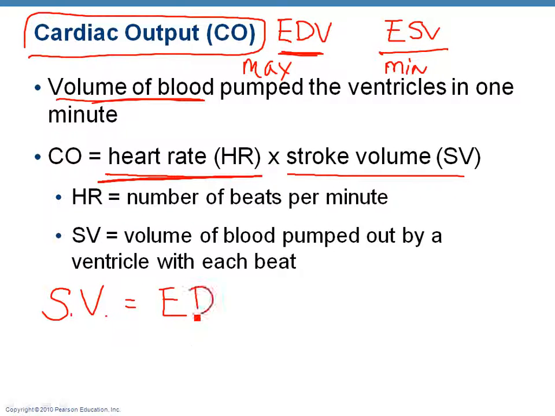your EDV, or the maximum amount of blood in your ventricles after the atria have contracted and have squeezed that blood down into the ventricles. That's the maximum volume, minus your end systolic volume in the ventricles. So how much blood was left over after the ventricles squeezed as much out as they could up into the aorta and the pulmonary trunk. This is called your stroke volume. Okay?